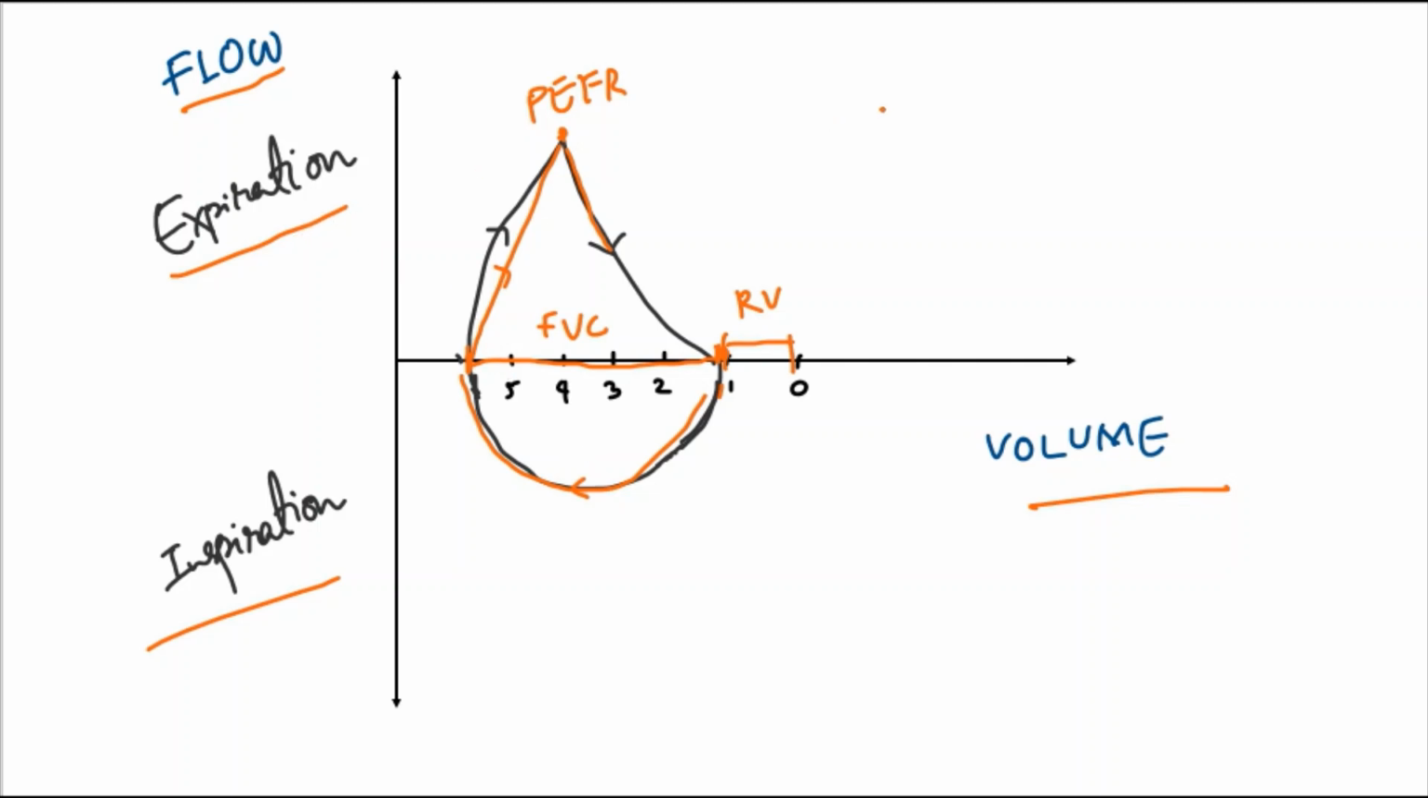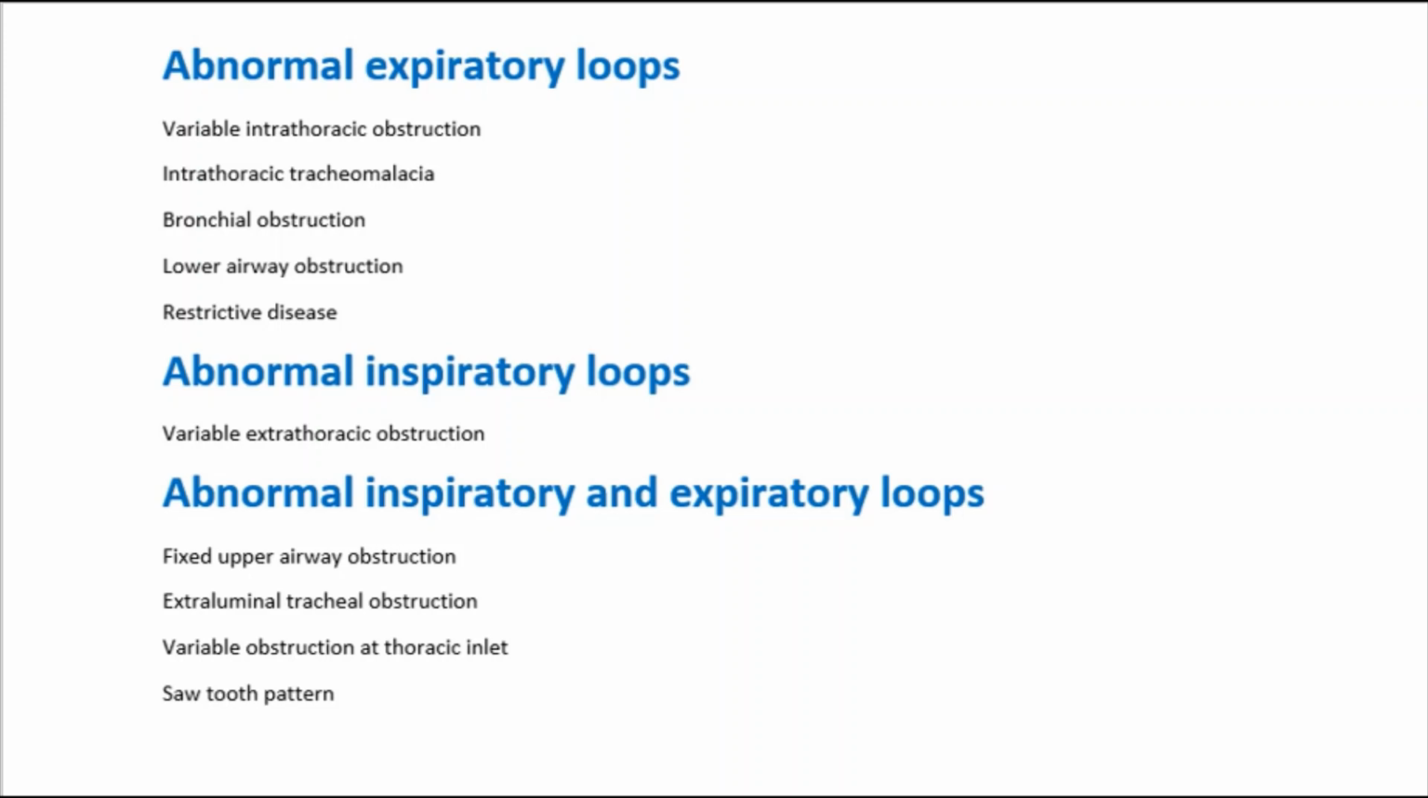So there can be an anomaly in the expiratory loop, there can be an anomaly in the inspiratory loop, and or there can be an anomaly in both the loops depending upon conditions. Now we will take a look at different conditions in which we can find anomalous loops. Here I have enumerated a few conditions wherein we can find abnormal flow volume loops. Let us take a look at them separately.